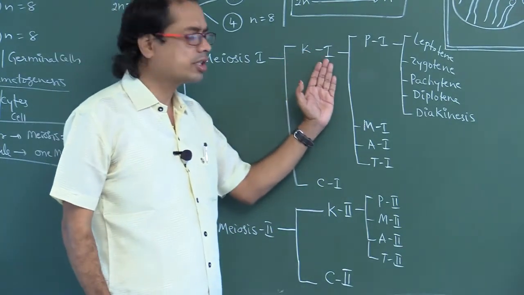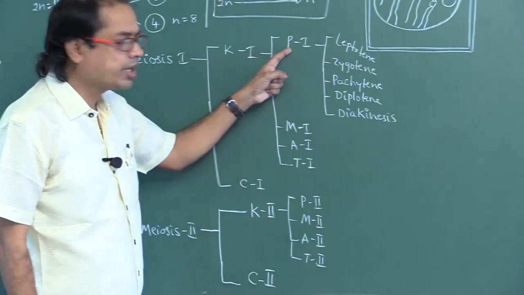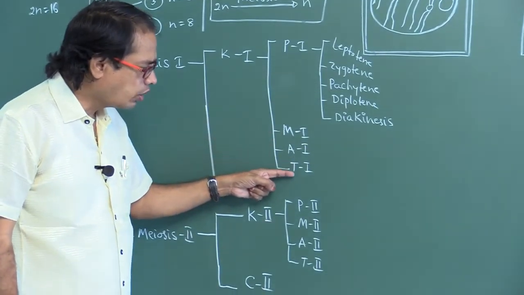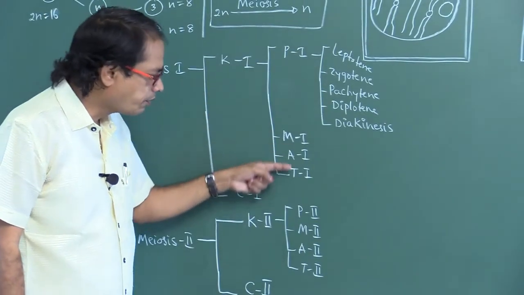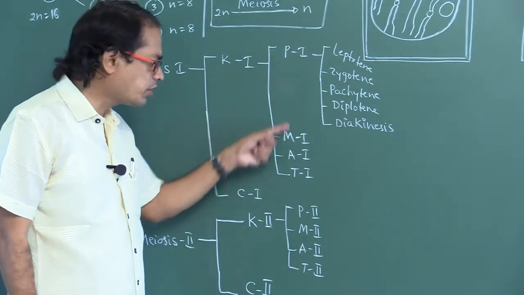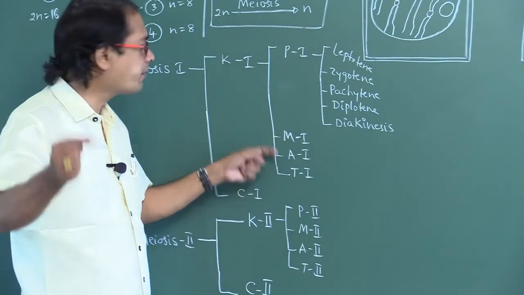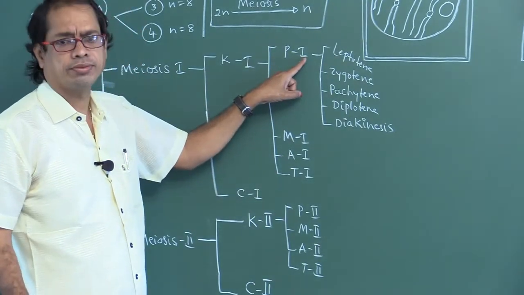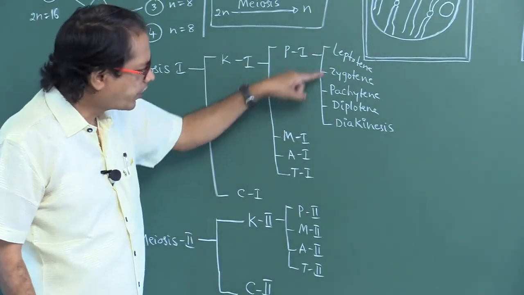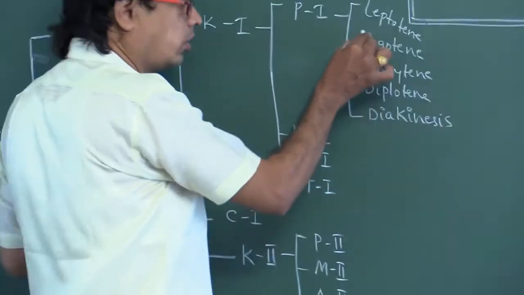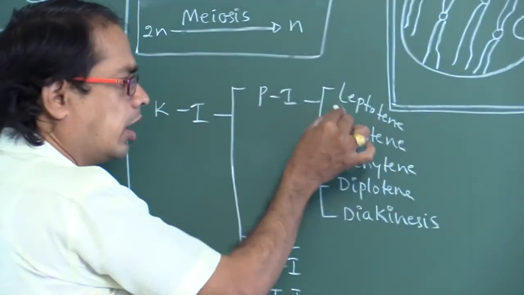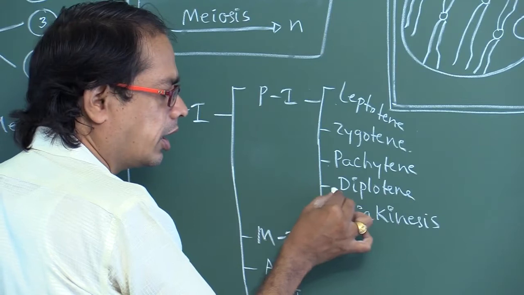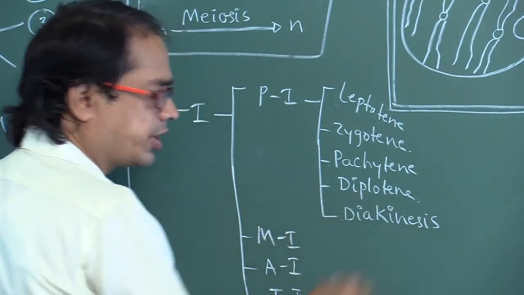Again, karyokinesis 1 contains prophase 1, metaphase 1, anaphase 1, telophase 1. How many steps? 4 steps. Of these 4 steps, the longest phase of meiosis 1 is prophase 1. Why? Because it contains 5 steps: leptotene, zygotene, pachytene, diplotene, diakinesis.